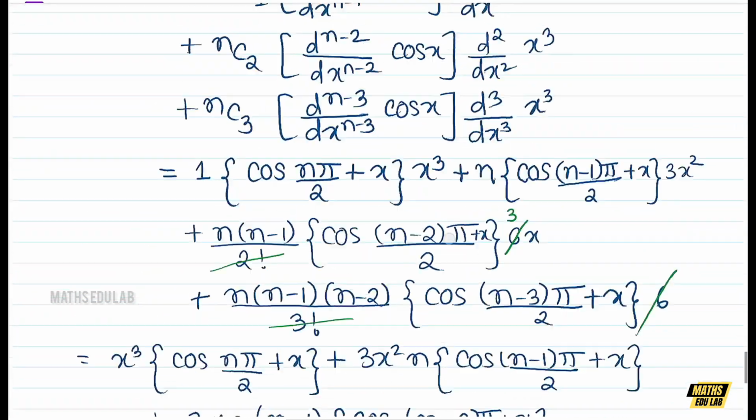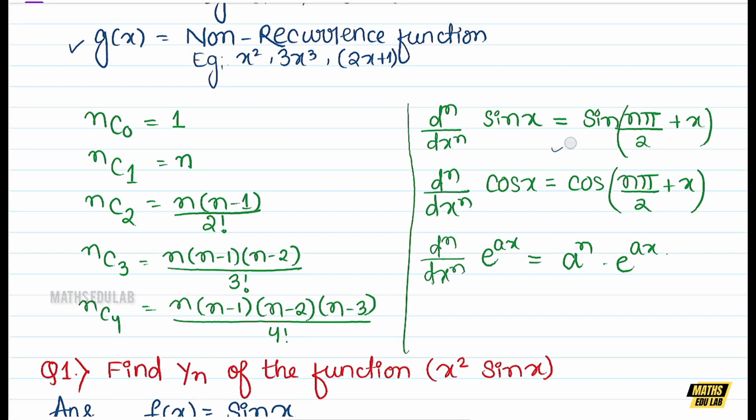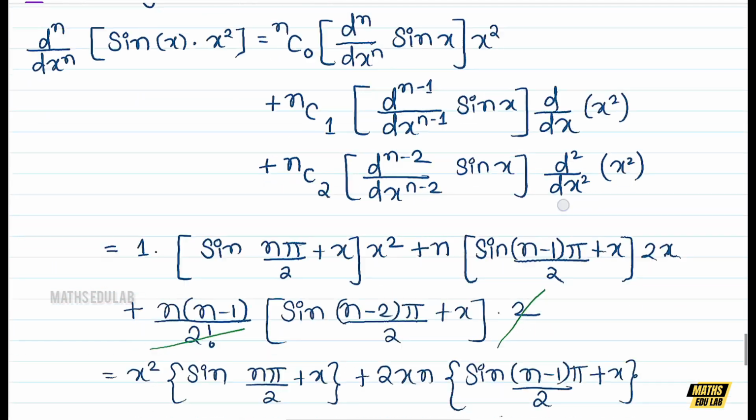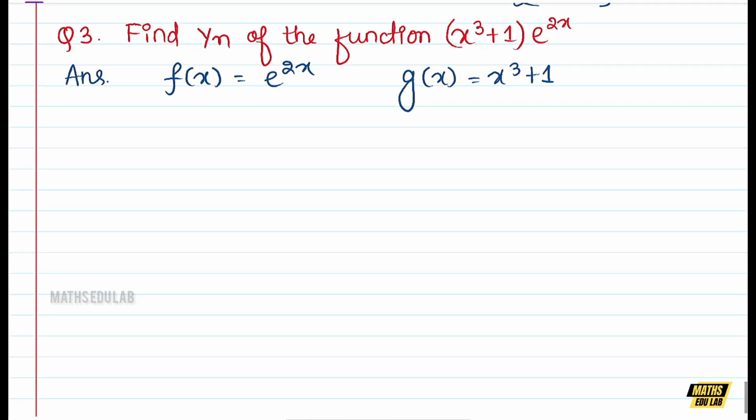As we know, the nth order derivative of e to the power of ax, where I have written the formulas for sine, cos, and e to the power of ax, so in this question we will use the nth order derivative of e to the power of ax. For that, let's write the Leibniz theorem: d^n by dx^n of e to the power of 2x into (x cube plus 1).